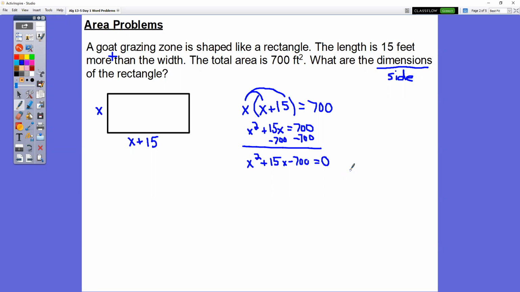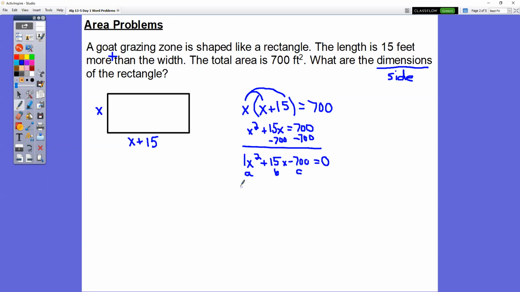What times what equals negative 700 that adds up to 15? You probably don't know what times what equals negative 700 that adds up to 15. So what I would do is the quadratic formula. Remember, this is your A value. So your A value is 1. Your B value is 15. Your C value is negative 700.